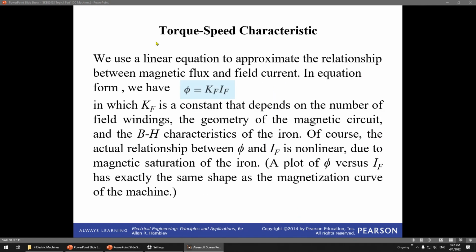For the torque speed characteristic, of course we use a linear equation to approximate the relationship between the magnetic flux and field current. So in this equation, you have the flux equals KfIf. If you recall, Ni is equal to something. Recall the magnetic circuit, that one is much more complicated, so we just simplify it into a constant here, Kf, If. This one is the N, and what else? The area and everything. So flux equals Kf If, where Kf is a constant depending on the number of windings, the geometry of the magnetic circuit, and the BH curve of the iron.